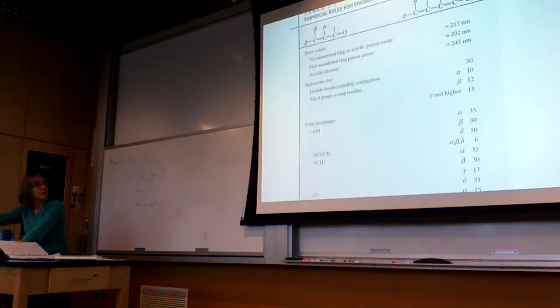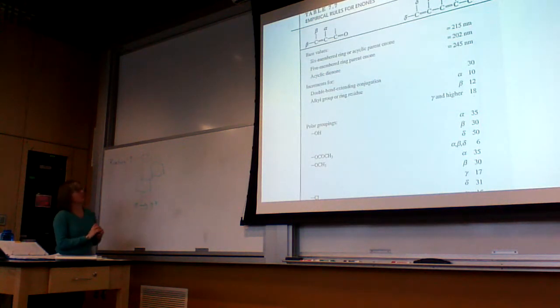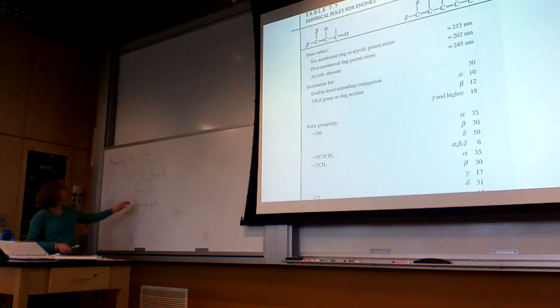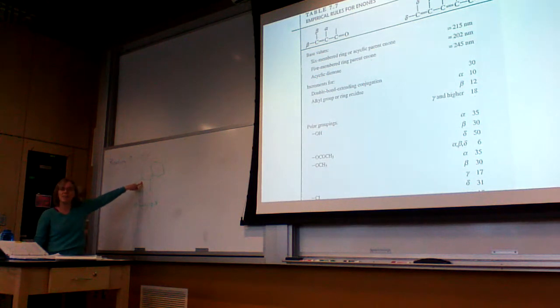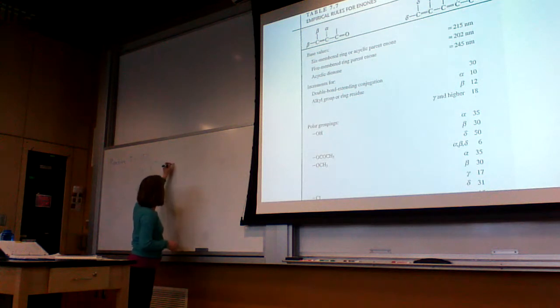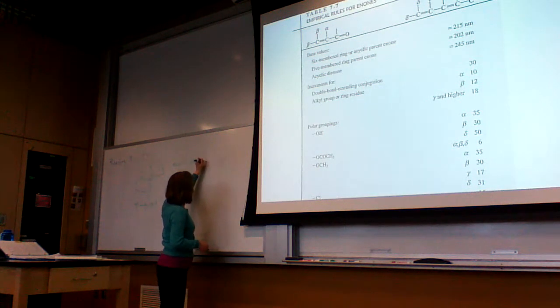So we'll start with our table here. We have a base value for a six-membered ring or acyclic parent enone. This is going to be considered acyclic because the alkene is not part of the parent, even though it's part of a six-membered ring here. It's not within the ring. So we're going to call this an acyclic parent enone, even though it's attached to a ring. And so our base value is going to be 215 nanometers.